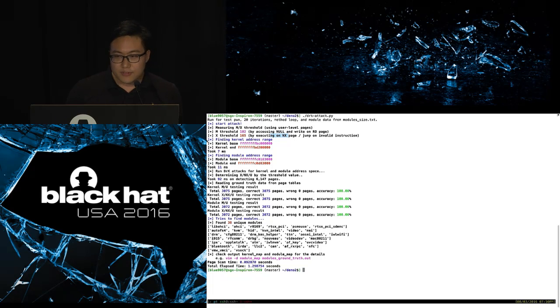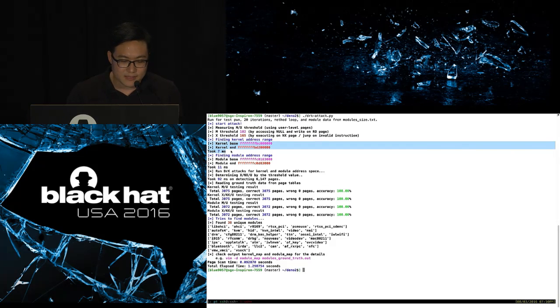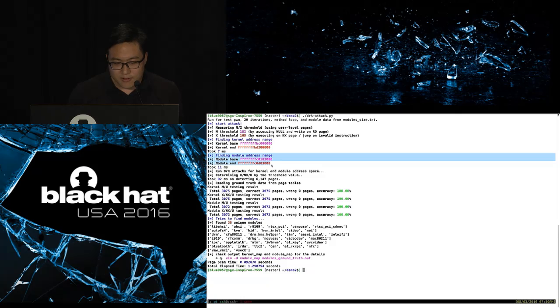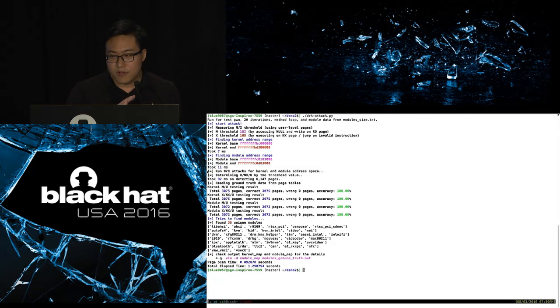And then we scan all the kernel addresses to find the kernel ASLR slide, and finding that region took just 7 milliseconds. It's very fast. We do the same thing on the module area, which took 11 milliseconds. Then we go through each 4-kilobyte page to measure its permission. We measured over 6,000 pages, and it only takes 92 milliseconds, which is less than 0.1 seconds, to break kernel ASLR in Linux.